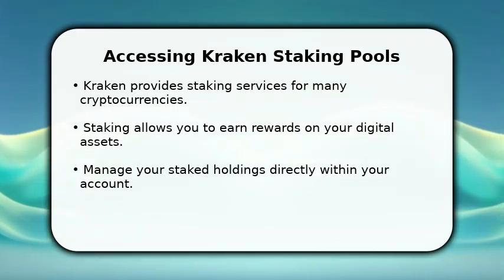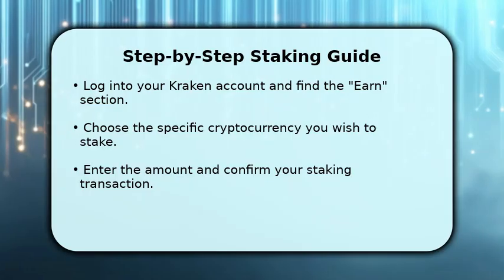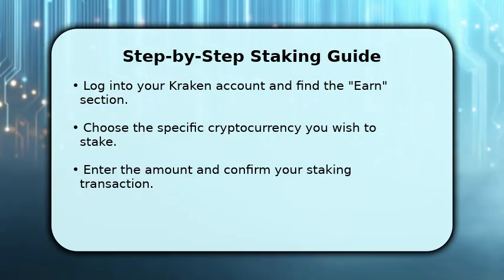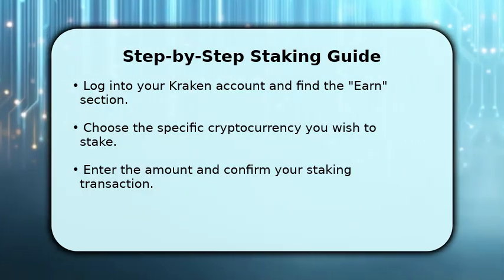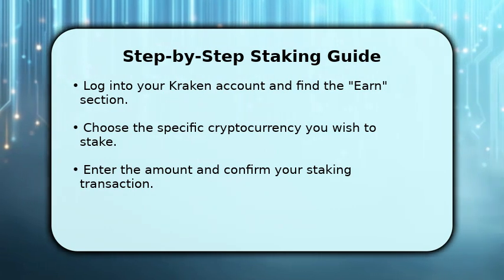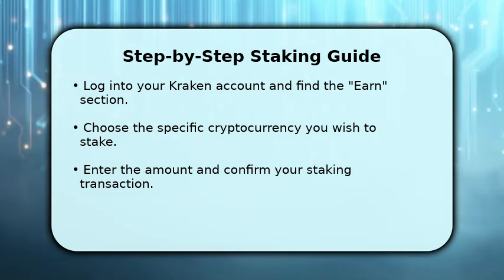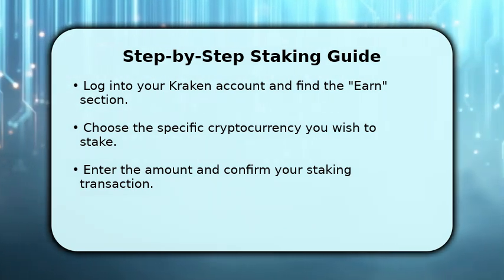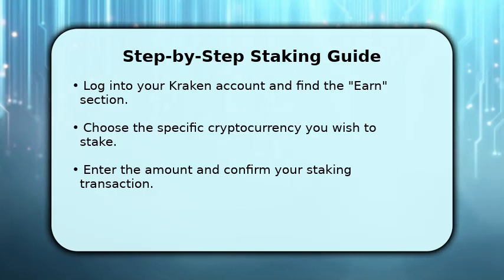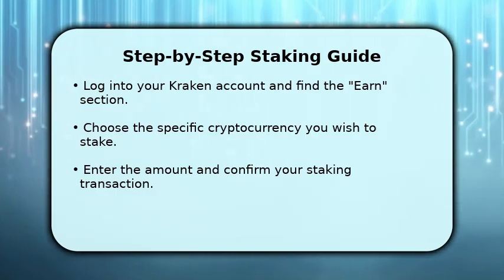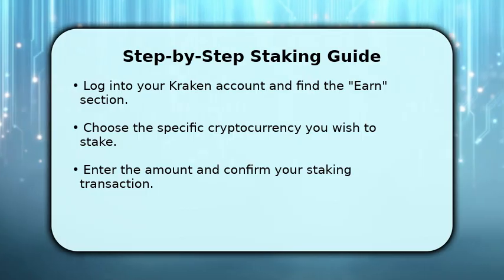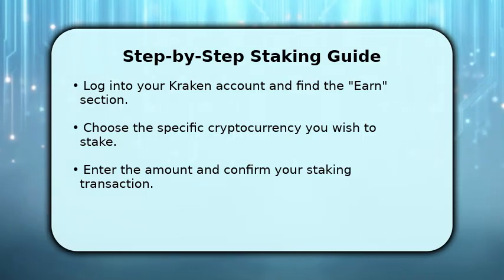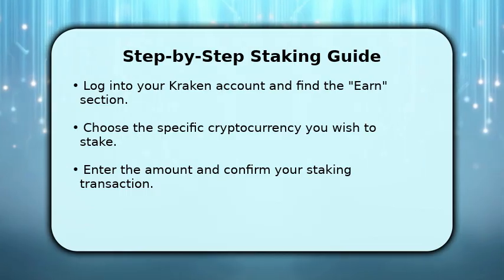simple to start. To begin, log into your Kraken account and navigate to the Earn tab. Here, you'll see a list of available cryptocurrencies for staking. Select the asset you want to stake, such as Polkadot or Ethereum. Then, simply enter the desired amount and confirm your selection. Kraken will then process your request, and your assets will begin earning rewards.